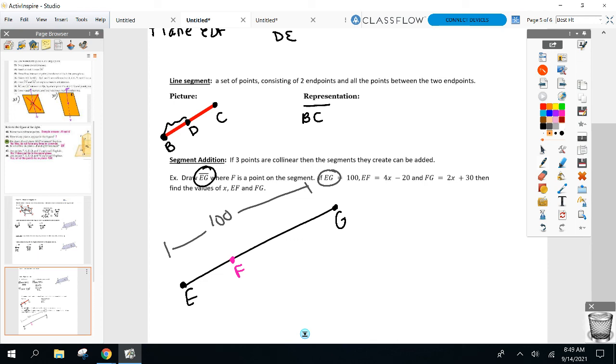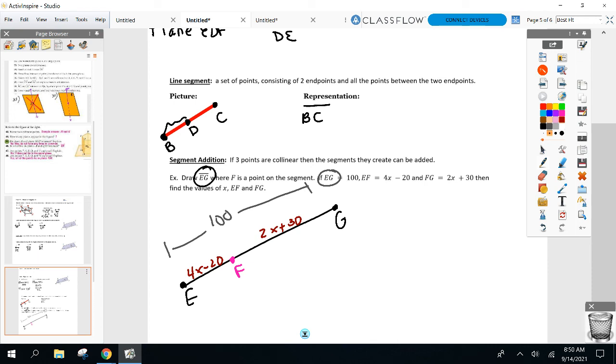EF, with the line segment symbol dropped, is 4x minus 20. You can write this on your line segment however you want. It doesn't have to follow my lead. FG is a length of 2x plus 30. Here's what I want. Three-part question. What's the value of x, the length of EF, and the length of FG, knowing all this information?